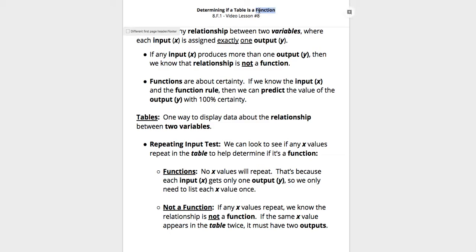This video focuses on functions. Specifically, we're going to focus on how to determine if a table is a function. Recall the definition of a function.